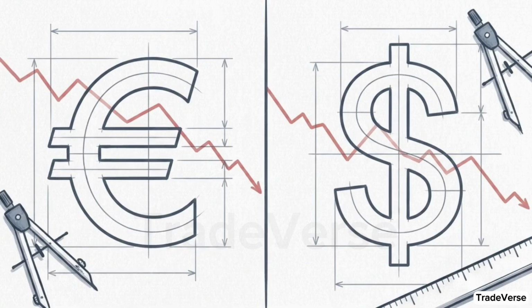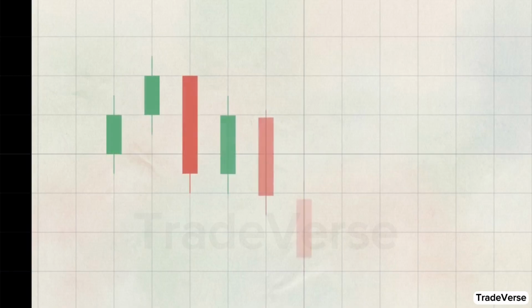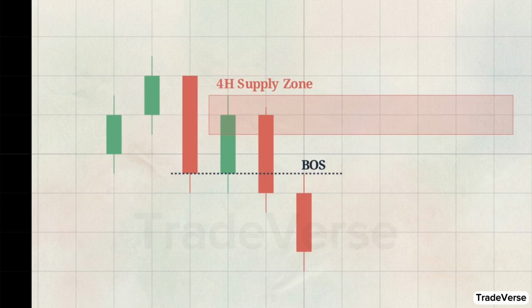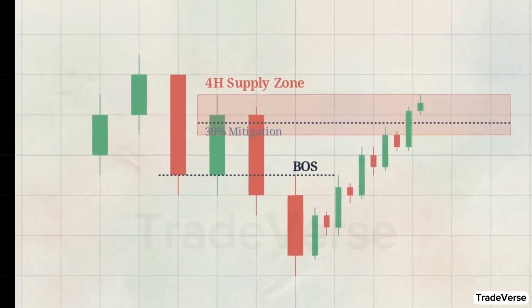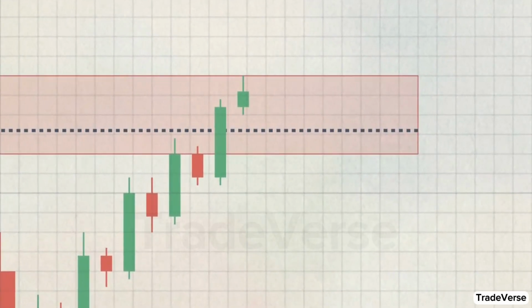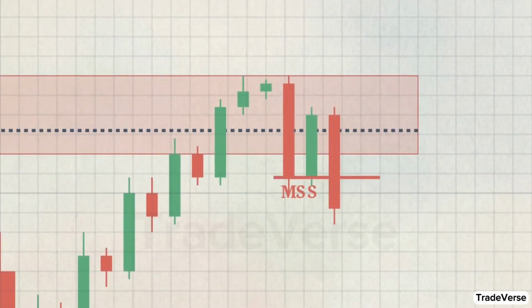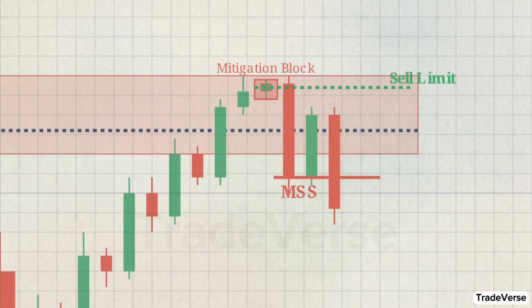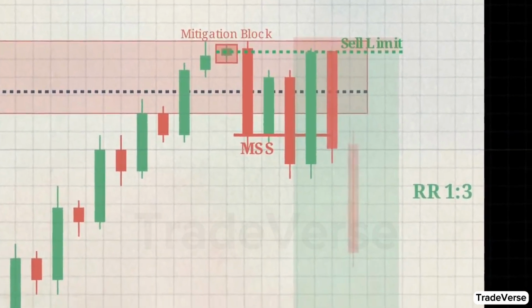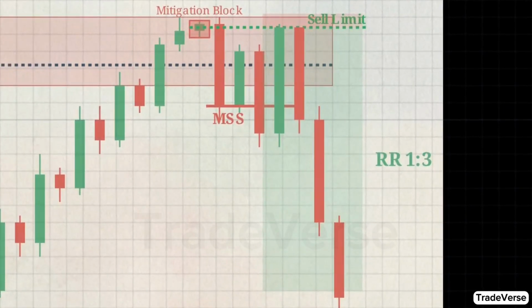Let's apply these rules to a real euro-dollar chart in a bearish scenario. We spot a clear downtrend on the 4-hour chart and map the origin of the last break of structure. Price pulls back, mitigates our zone deeply, and we zoom into the 15-minute chart. A bearish structure shift confirms the rejection. We identify a bearish mitigation block, place a sell limit order at its midpoint, and target sell-side liquidity below the recent lows for a clean 3-to-1 reward.